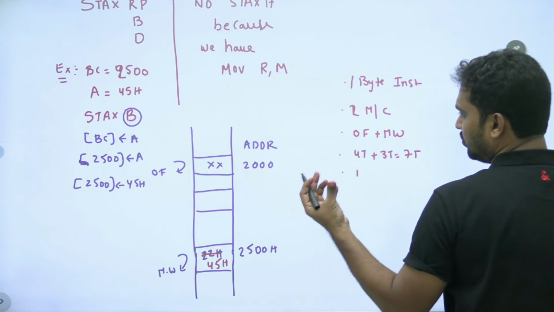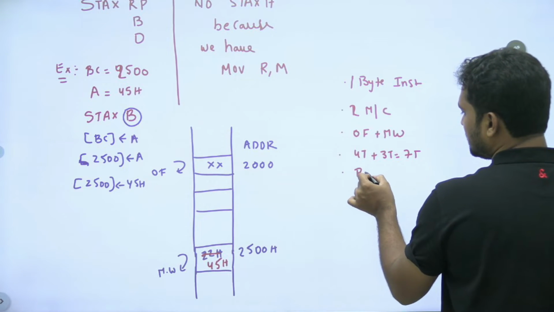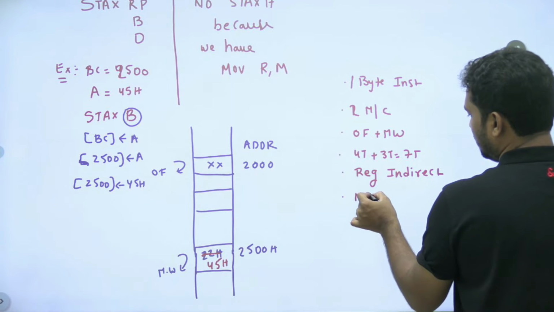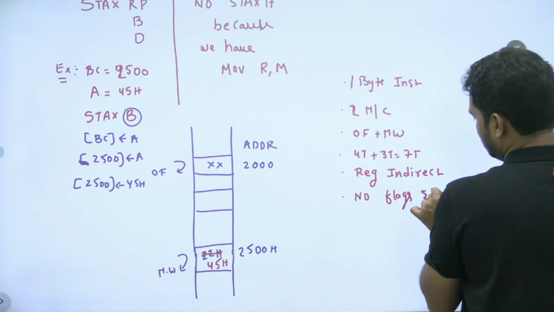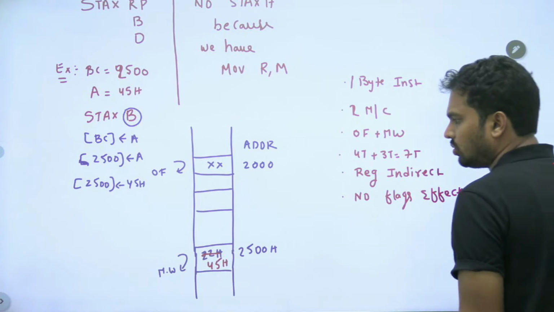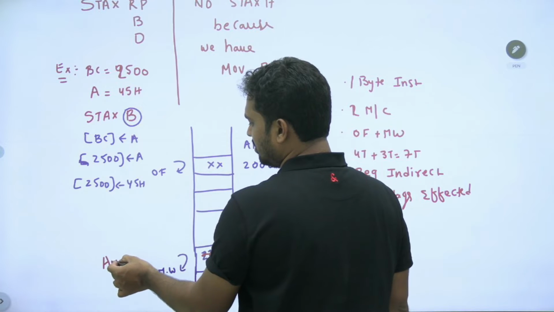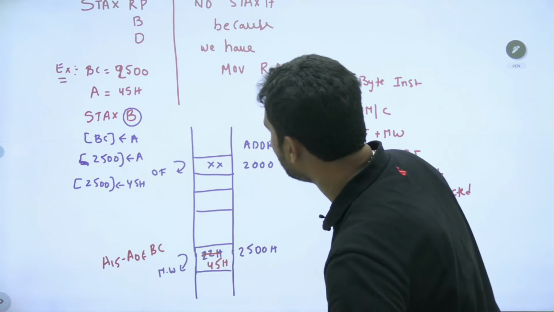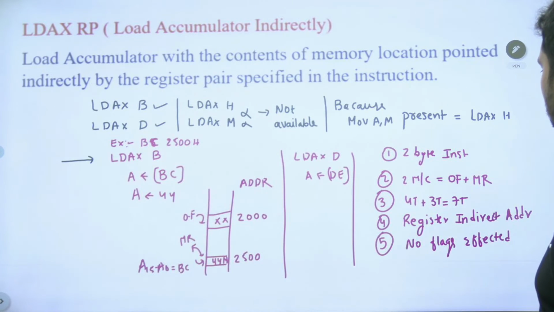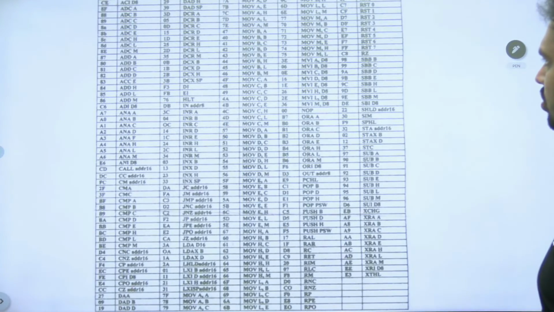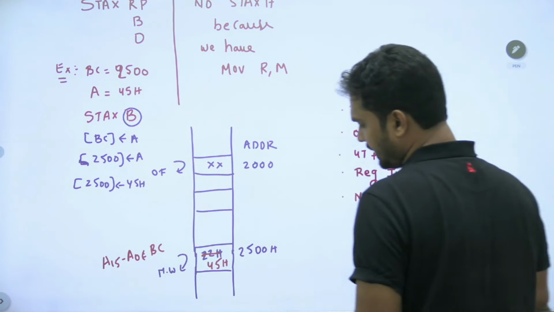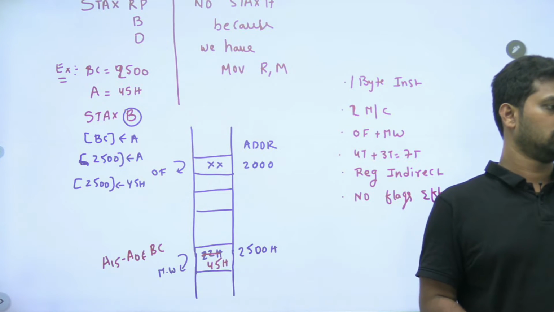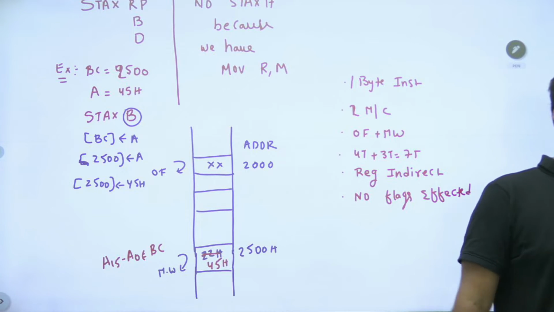What is the addressing mode? We are using register pair for the address, register indirect. How many flags are affected? No flags are affected. So here the address bus is copied with the BC. Perfect. That is about your load and store instructions, directly and indirectly. Let's move. We have done move also. Next.